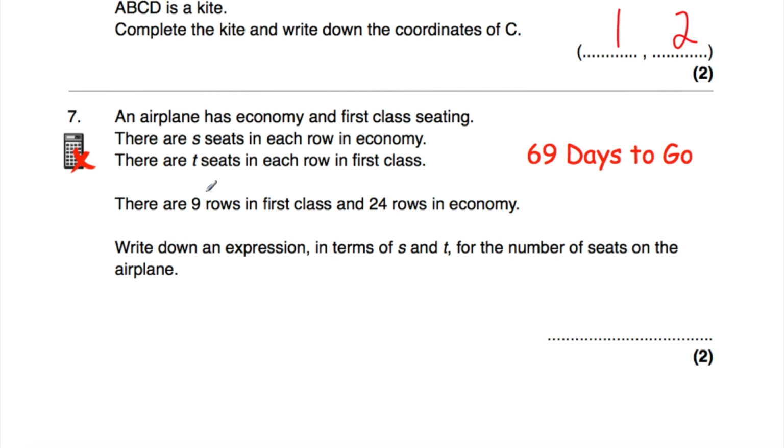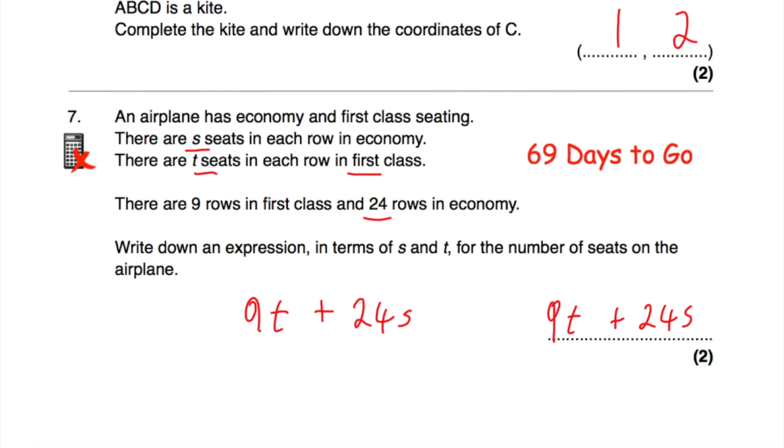So let's deal with first class to begin with. There are 9 rows, and in each row of first class there are T seats. So 9 times T would be the total number of seats, because there are 9 rows of T. So there are 9T seats in first class. In economy, there are 24 rows, and there are S seats in each of those rows. So 24 times S would be 24S. If we add them together, that'll be the total number of seats. That'll be 9T plus 24S. And that's it. And if you got that, well done.